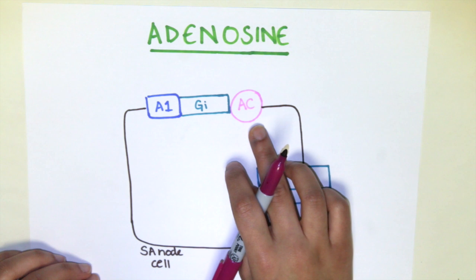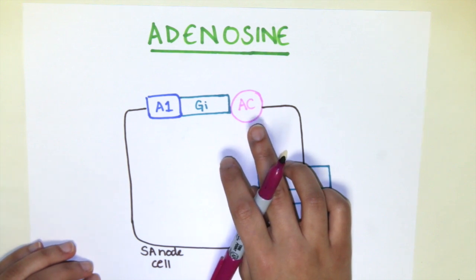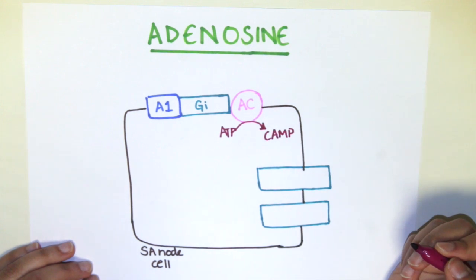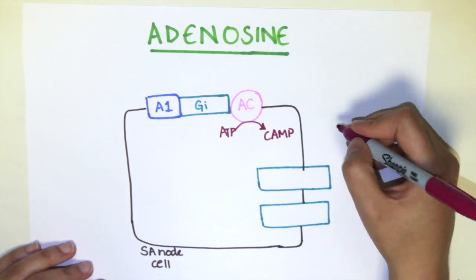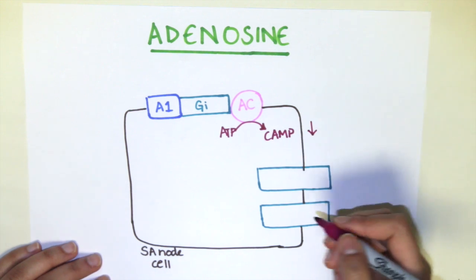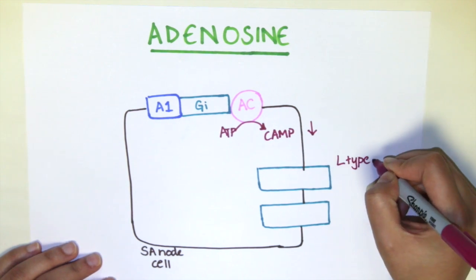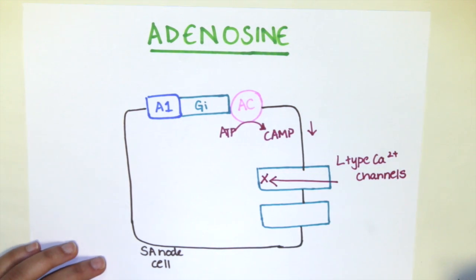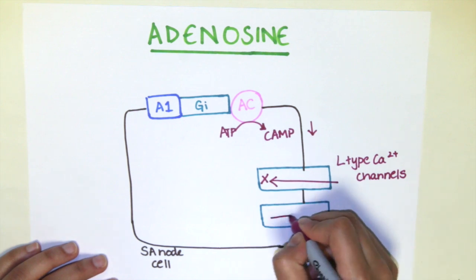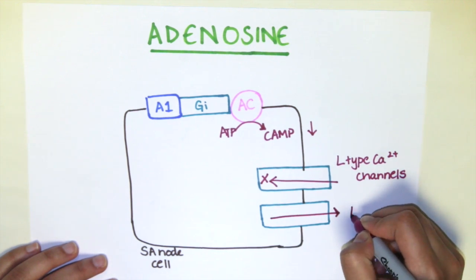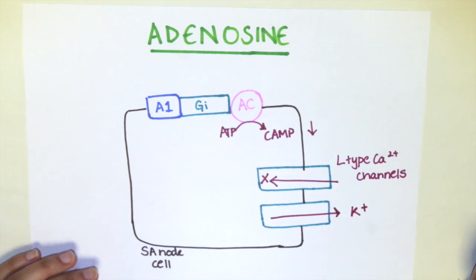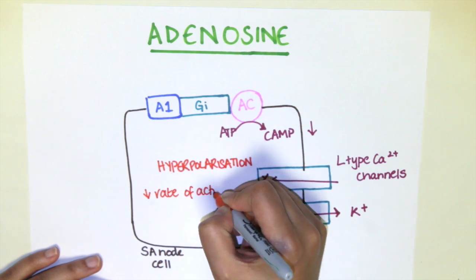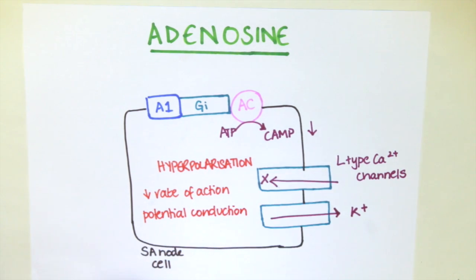Through these proteins, adenosine inhibits adenylyl cyclase, which is an enzyme converting ATP to cyclic AMP. By inhibiting this enzyme, adenosine reduces cyclic AMP, which then inhibits L-type calcium channels, and therefore stops calcium entry into the cell, which we know is needed for depolarization. It also stimulates potassium channels, which causes potassium efflux. Overall, this causes hyperpolarization of cells, reducing the rate of action potential transfer.